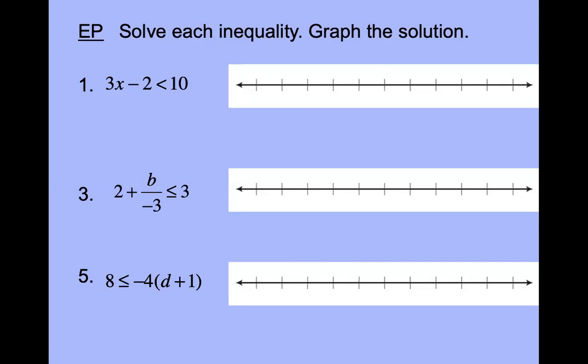So this is number 1 on page 46. And we are solving 3x minus 2 is less than 10. I'm going to grab a pen. So the first thing I'm going to do, just like if I'm solving an equation, my goal is to get x all by itself. So the first thing I'm going to do is add 2 to both sides.